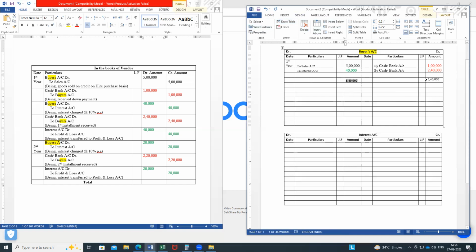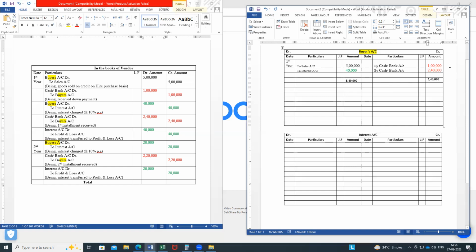And where you write this total amount, make sure you differentiate this amount. Here a single line is drawn, so you have to draw a double line, indicating that these are all the entries that we have and this is the final amount.